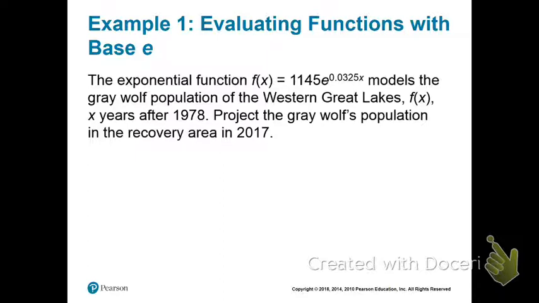All right, so example 1 says the exponential function f(x) = 1145e^(0.0325x) models a gray wolf population of the western Great Lakes, f(x) years after 1978. Project the gray wolf's population in the recovery area in 2017. Well, like we always do, they gave us an equation, so let's pull it out and look at it.